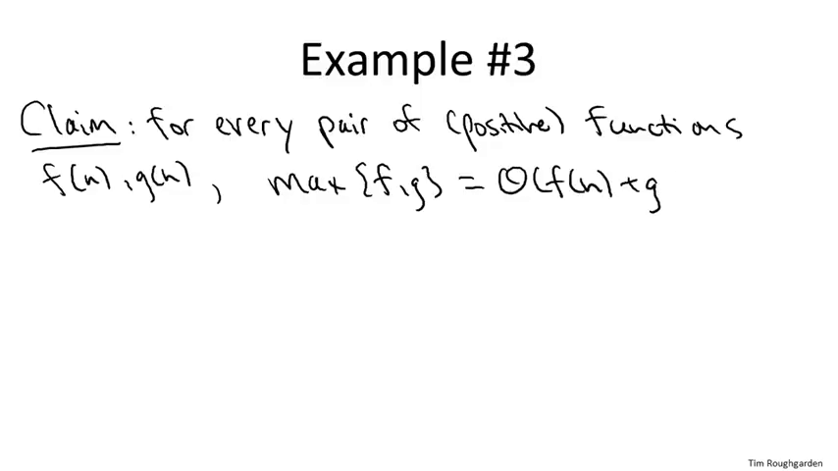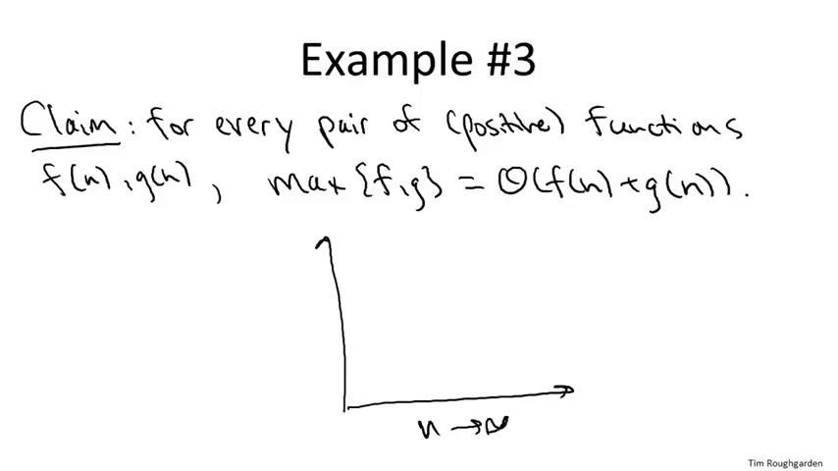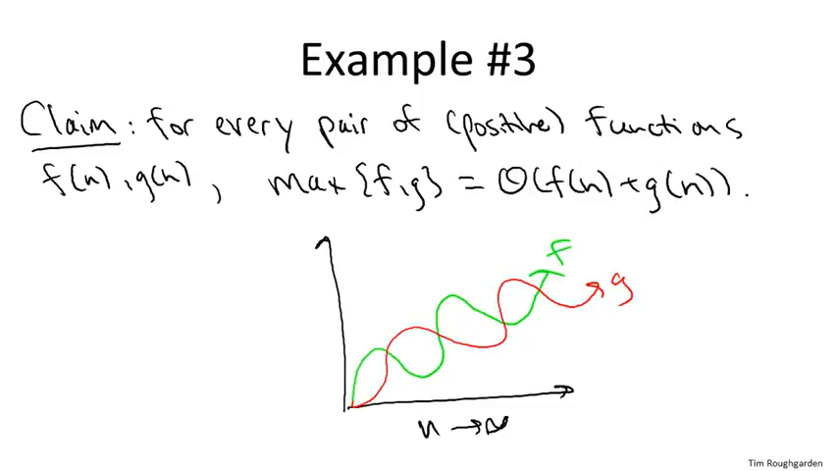So let me make sure it's clear what I mean by the pointwise maximum, max of f and g. If we look at the 2 functions, both functions of n, maybe we have f being this green function here, and we have g equal to this red function. Then by the pointwise maximum, max of f and g, I just mean the upper envelope of these 2 functions. So that's going to be this blue function.